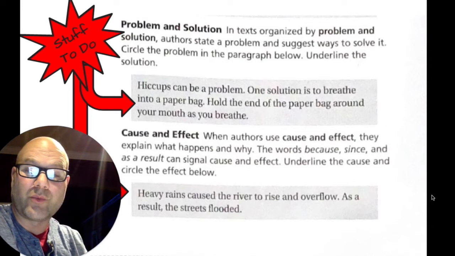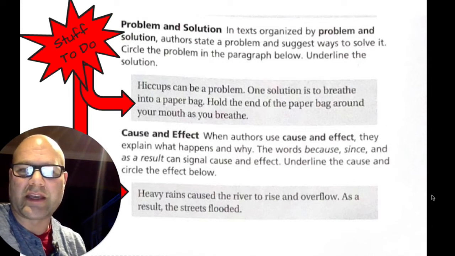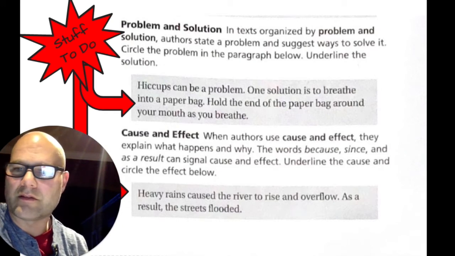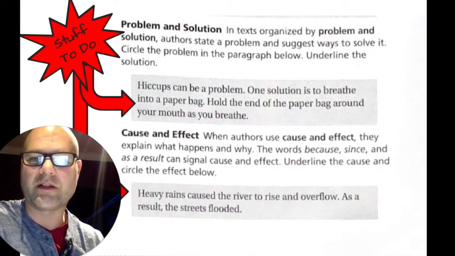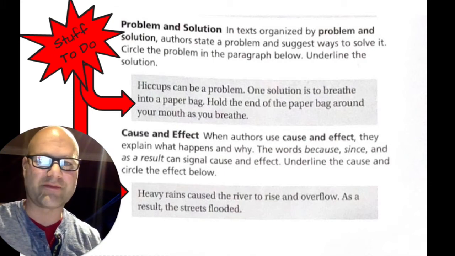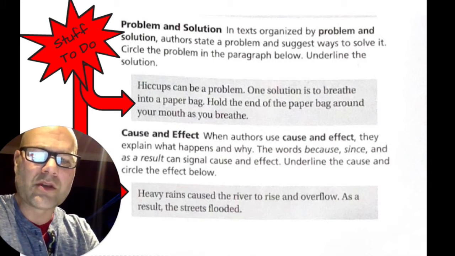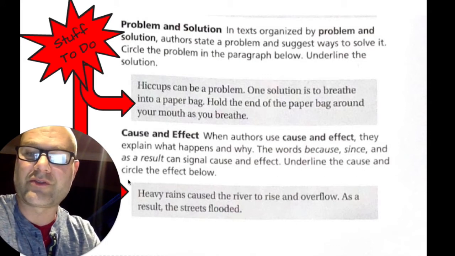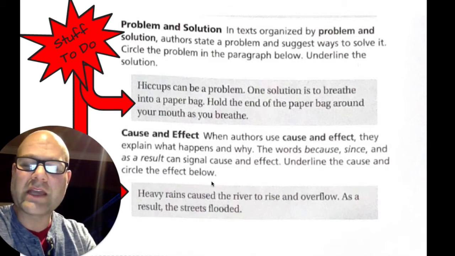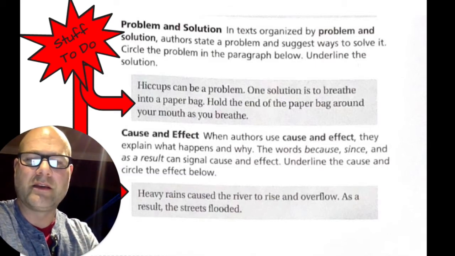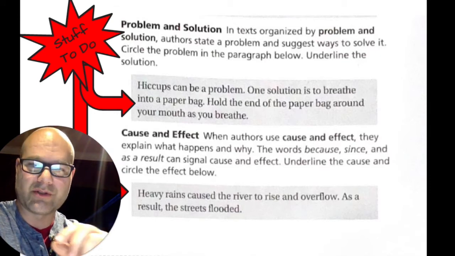The words because, since, and as a result can signify cause and effect. We've heard of cause and effect quite a lot, and it's good to practice identifying these types of things. So you're asked here to underline the cause and circle the effect. Try as best you can to follow these directions appropriately and do the right thing. You might have to look back at the directions in order to do it just right.